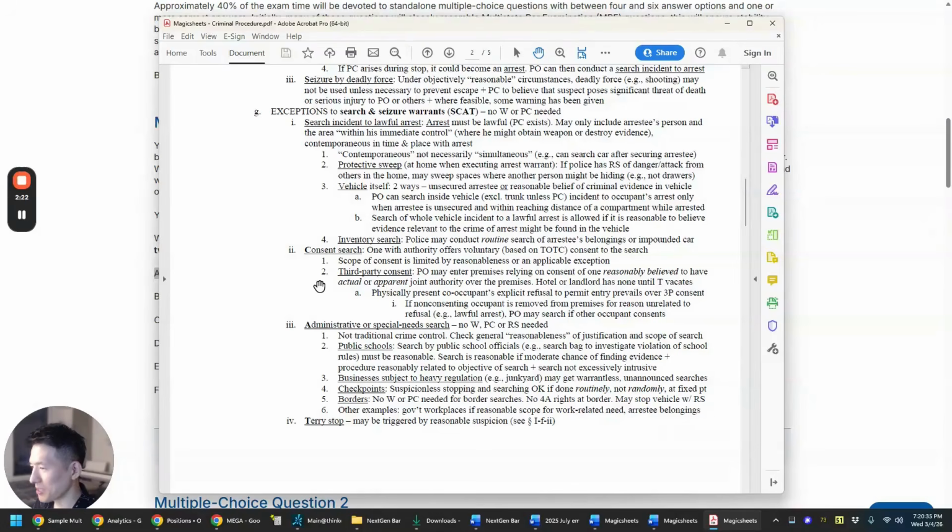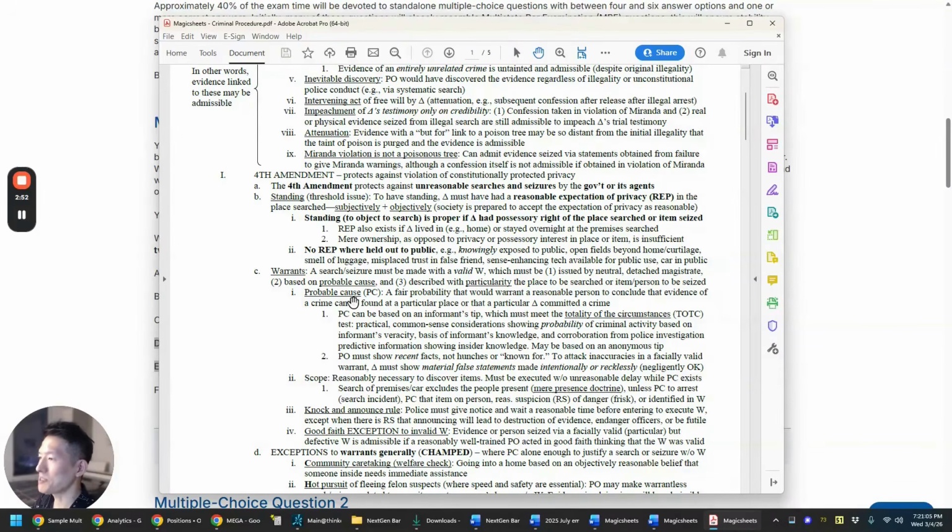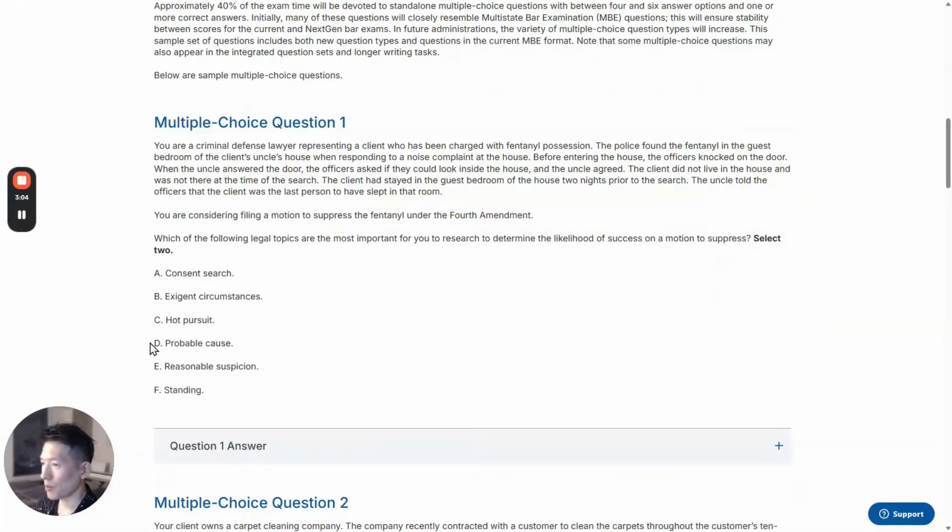It seems valid, but that's not really the issue. It's whether it is an issue in the first place. So essentially, we're just issue spotting in this question. Let's take a look at the other ones. Exigent circumstances, I don't think that's it. Hot pursuit, nope. Probable cause and reasonable suspicion. Probable cause is a factor for obtaining a valid warrant. However, if there was valid consent, that would eliminate the need for a warrant supported by probable cause.